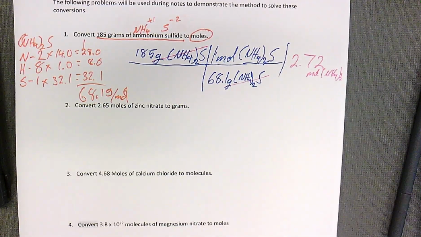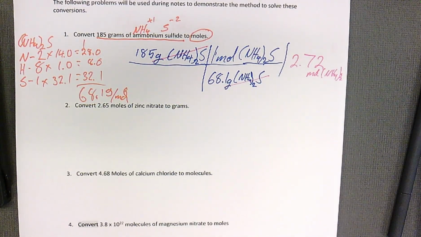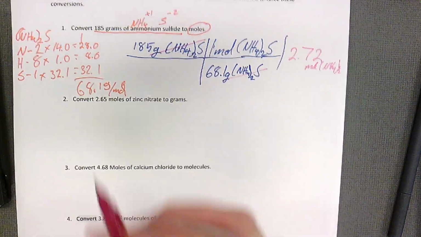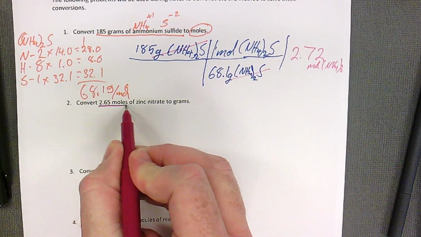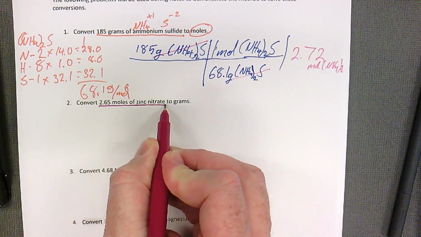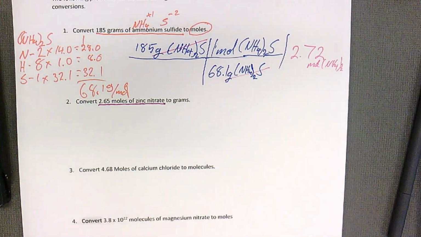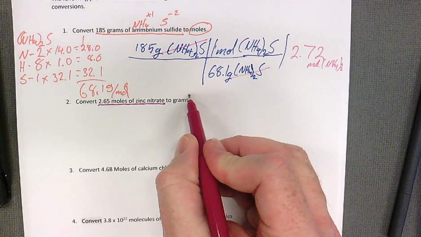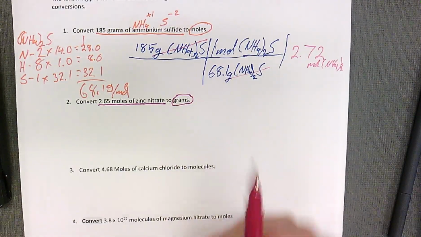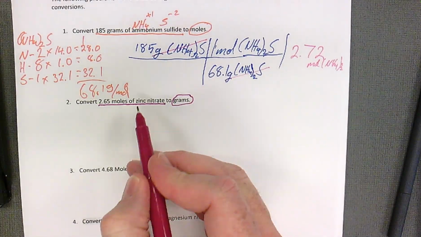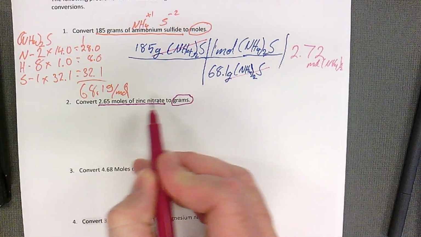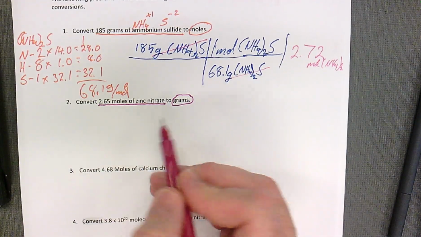What are they giving us to start off with? They're giving us moles this time, right? 2.65 moles of zinc nitrate. And what do we want to find? Grams. So we're going the reverse. We're reversing it. Oh, but what do we got to do first? We got to write the formula? Yeah, we have to have the right formula.